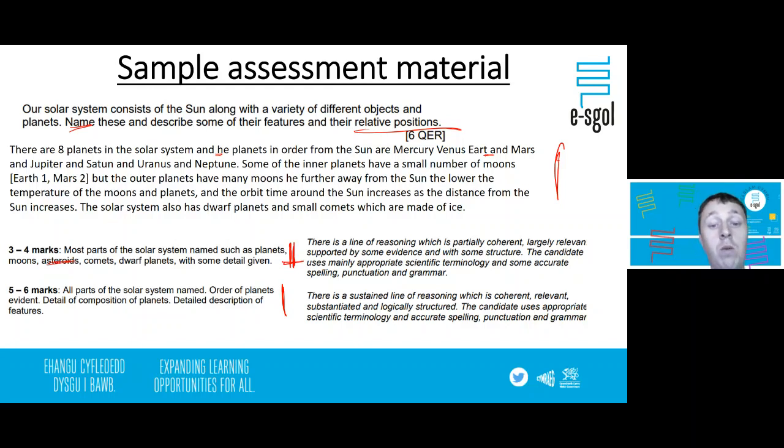And then when you look at what would put them at the upper or lower, you need to think. This is why we say to read back through your answers. Hopefully you would pick up the fact that Earth has the H in it, and the fact that you might have used and with another and here. So you can correct these things to put yourself at the top of each band. That way then you do have a line of reasoning that's partially coherent rather than quite difficult to read. And there's full relevant support with your evidence, or even a sustained line of reasoning with logical structure.